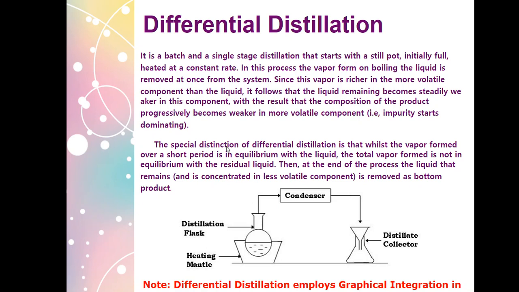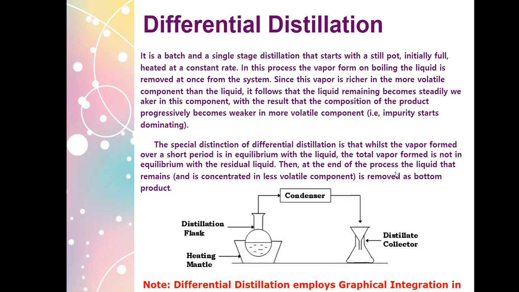The special distinction of differential distillation is that the vapor formed over a short period is already in equilibrium with the liquid. It does not need the liquid and the vapor to be equilibrated first, as in the case of flash distillation, that needs the separation. In here, the vapor that is already withdrawn is already equilibrated with the liquid. The vapor formed is not in equilibrium, however, with the residual liquid, the liquid that remains in here.